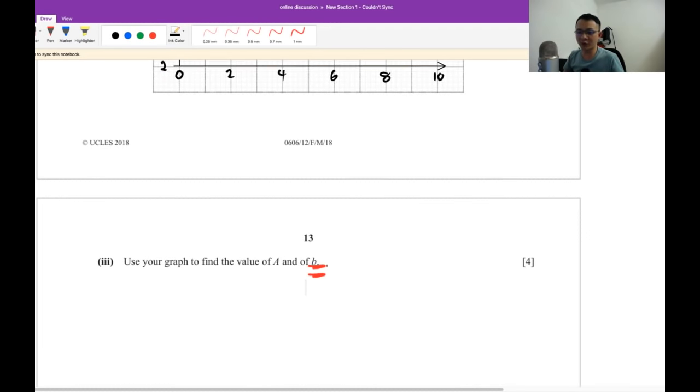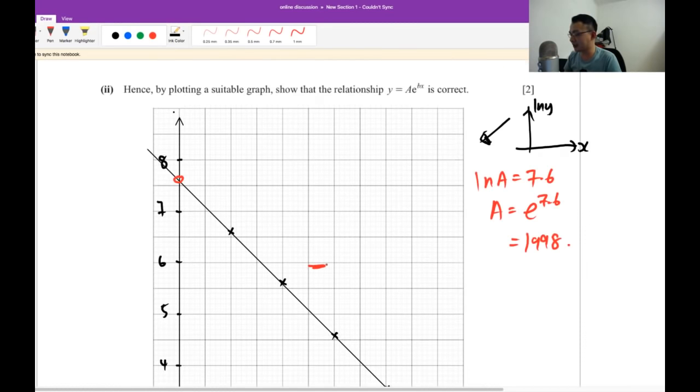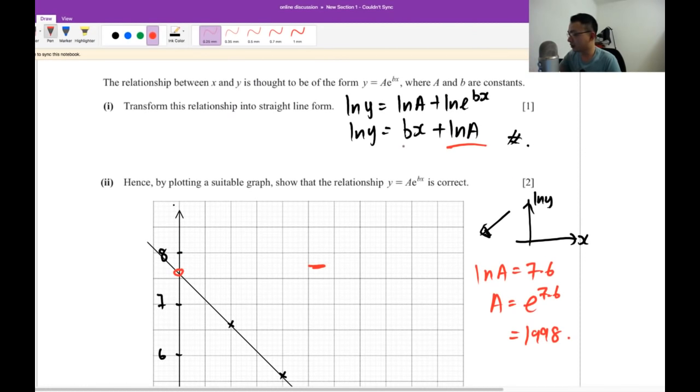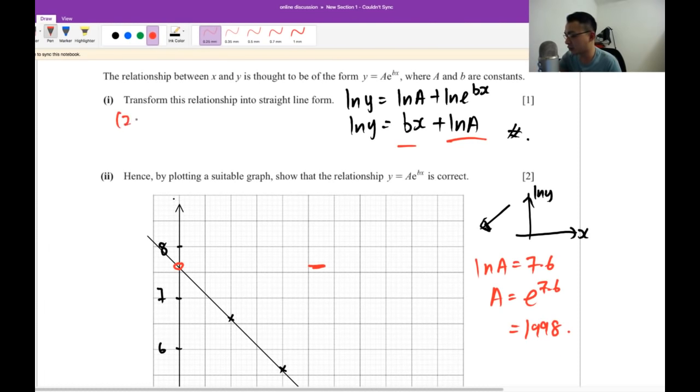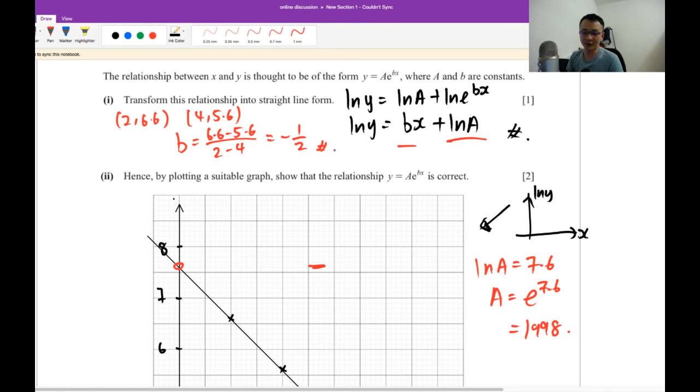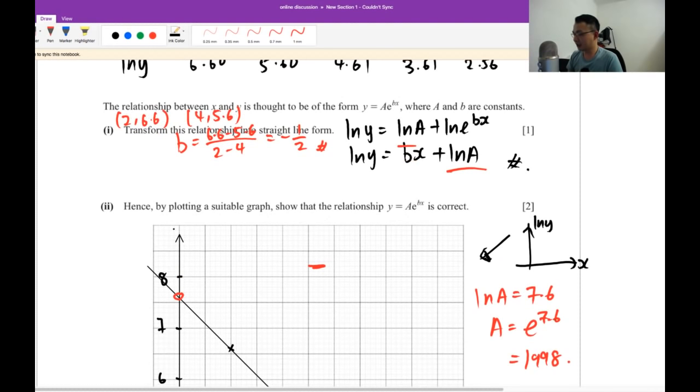And the second thing they ask you to find is B. B, if you go back to the equation, you will realize is the gradient. So to find the gradient, you just take any two coordinates. Let's say we have one coordinate is 2 and 6.6, right? And the other one will be 4 and 5.6. So you can use these 2 points to get your gradient B, which is 6.6 minus 5.6 over 2 minus 4. Then you get negative 1 over 2. This one will be your gradient. Okay, so this is how to get the B.